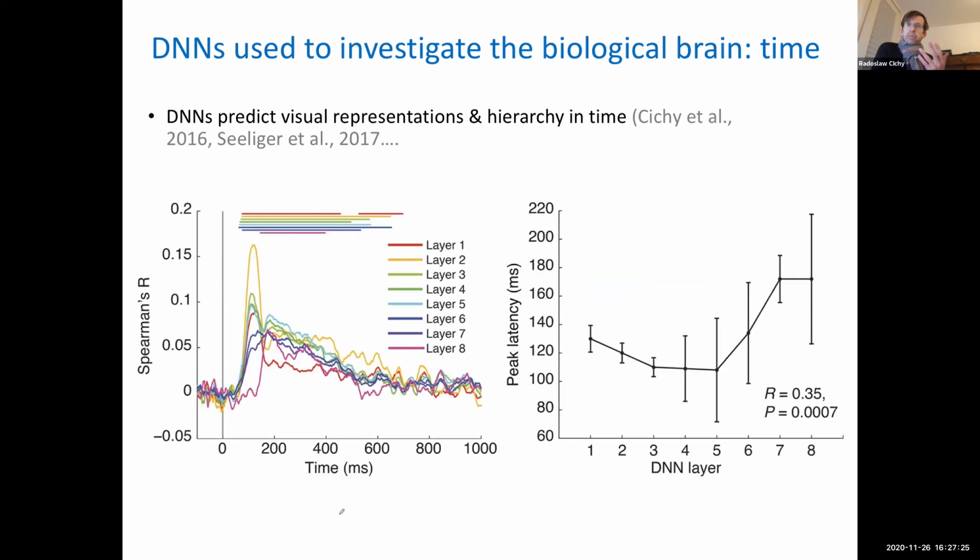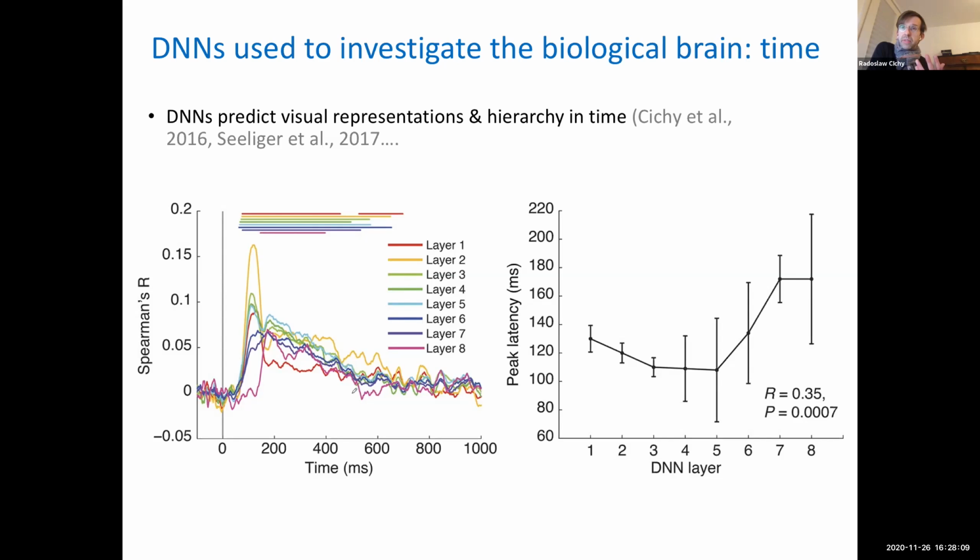You can also use this, and now we come a bit more specifically to EEG, to investigate the biological brain in time. So deep neural networks have been shown to predict visual representations and the hierarchy in time using MEG and EEG data. So for example, again, looking at a deep neural network for object categorization, which had 8 layers, you can ask when in time do representations in the brain emerge that have similar representational structure to the deep neural network. And here you plot the time with respect to when an image was shown, and here how similar brains and DNNs are. And these are the 8 curves for 8 different layers. And the first finding basically is, yes, all of these layers actually do predict brain activity.